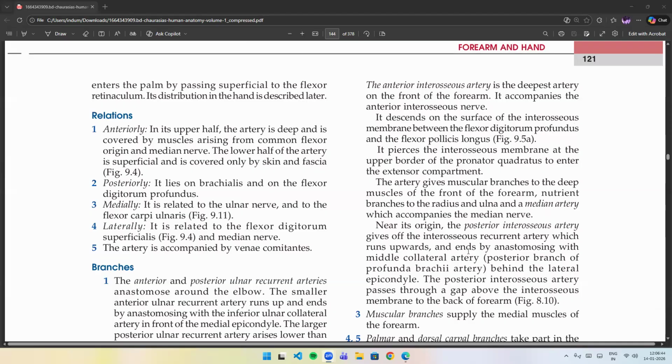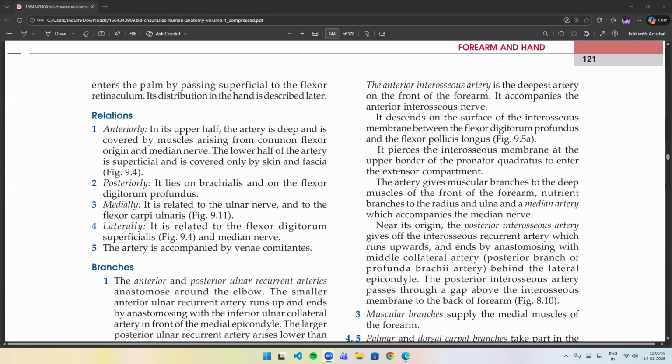The artery gives muscular branches to the deep muscles of the front of the forearm, nutrient branches to the radius and ulna, and a median artery which accompanies the median nerve.